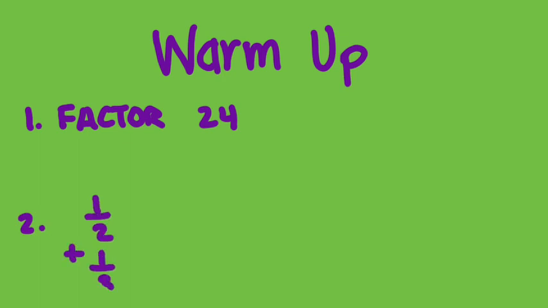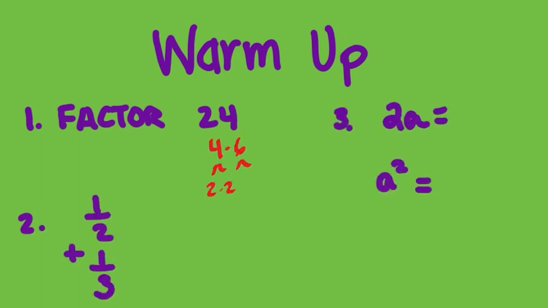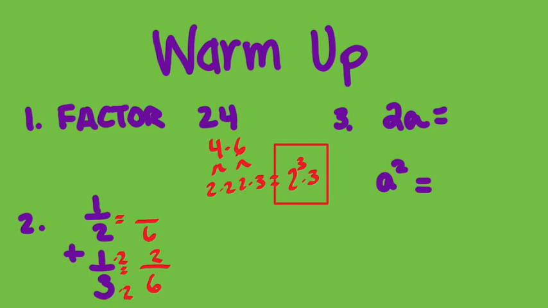We factored 24. We reviewed some fractions. And then we talked about the difference between 2a and a squared. 2a is just a plus a, where a squared is a times a. Big differences. If you have any struggles on this, let me know and I'll send you a separate video.